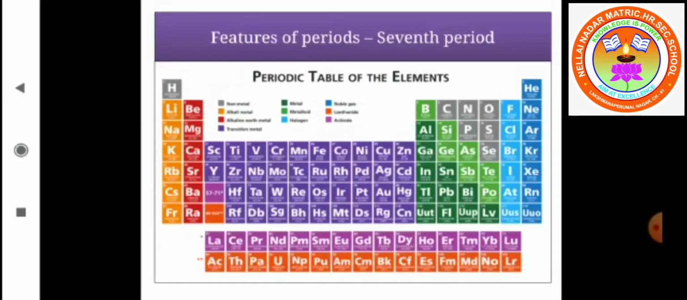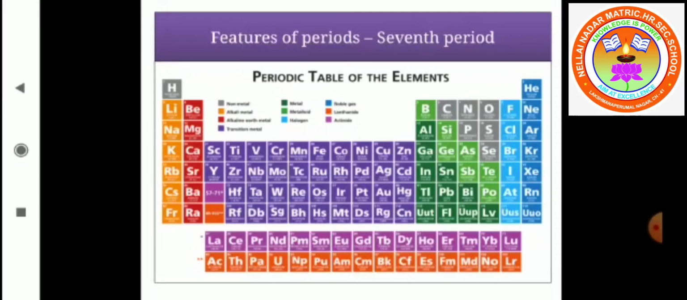Okay, then come to the blue colored elements: Rf for rutherfordium, Db for dubnium, Sg for seaborgium, Bh for bohrium, Hs for hassium, Mt for meitnerium, Ds for darmstadtium, Rg for roentgium and Cn for copernicium.